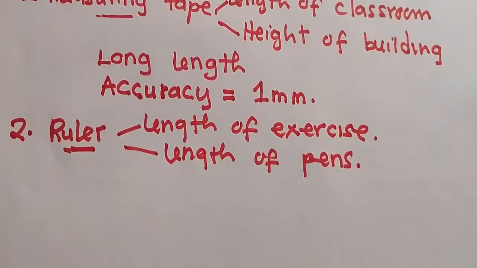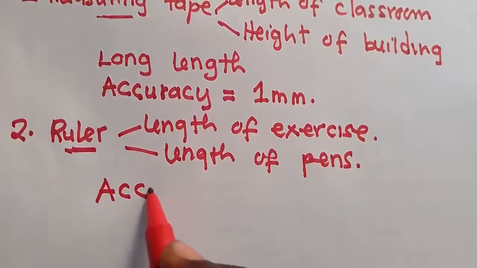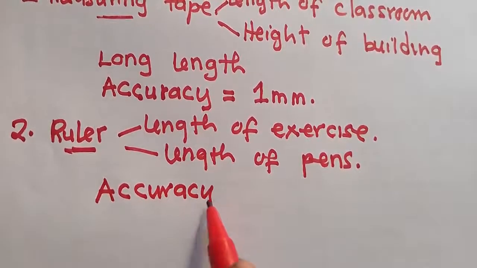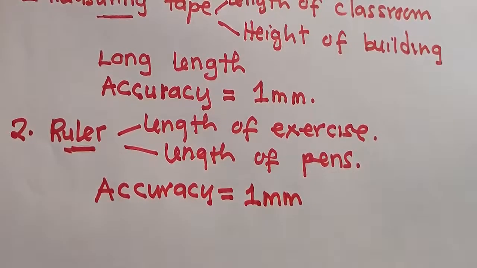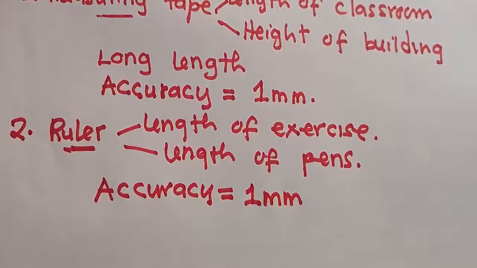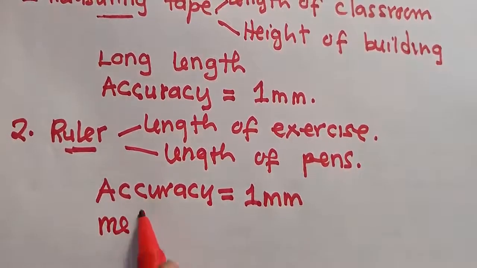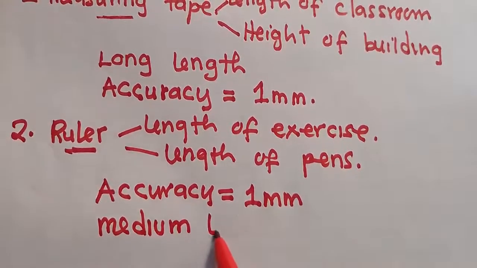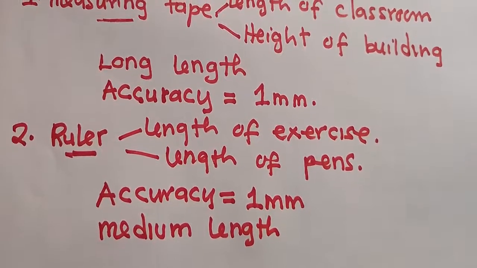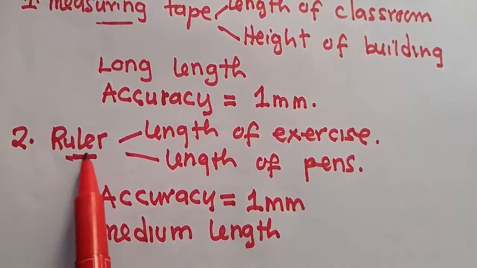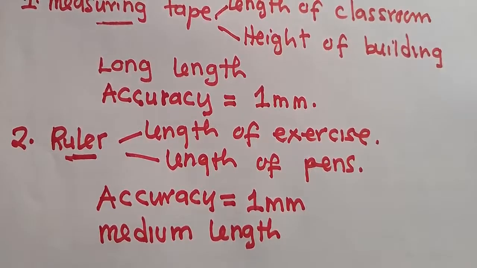The accuracy of a ruler. Whenever you are talking about the accuracy of a ruler, the accuracy is also 1 millimeter. But this one is used to measure medium length. Whenever you want to measure medium length, you get to use a ruler. So these are things that you need to know and understand.